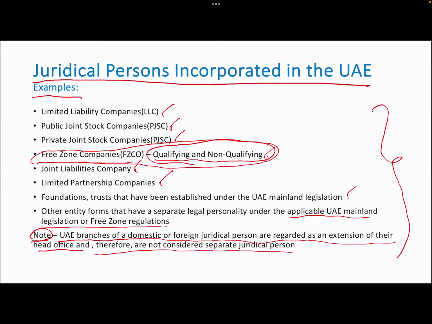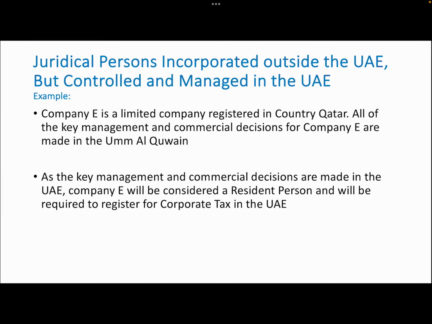Okay, so now we have seen a list of examples of juridical persons incorporated in the UAE. Again, juridical persons are nothing but the companies which are incorporated in the UAE. Now, let us see an example: juridical persons incorporated outside the UAE but controlled and managed in the UAE. Let's see how it works by seeing an example.